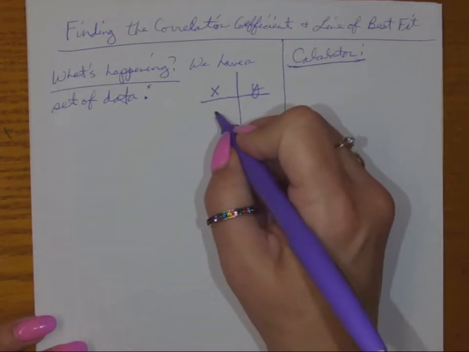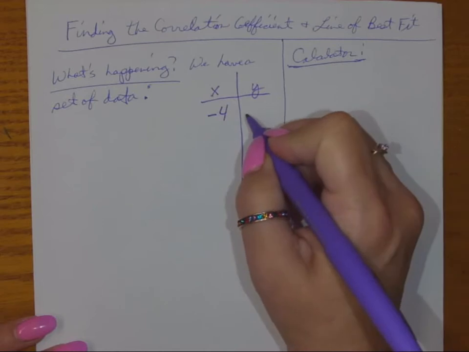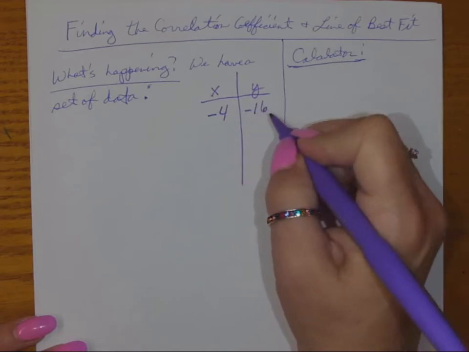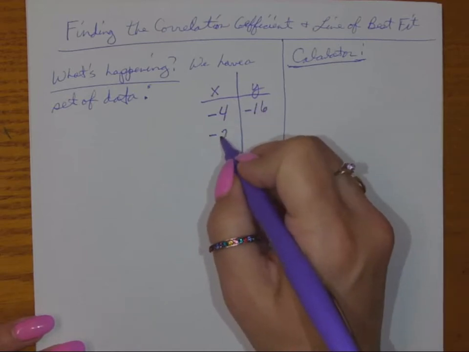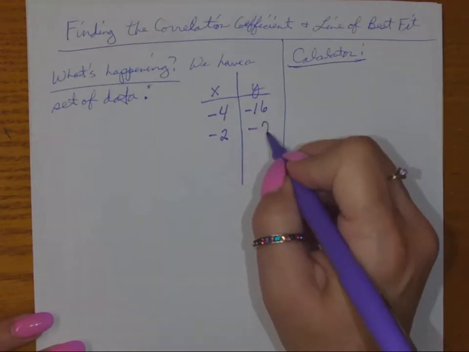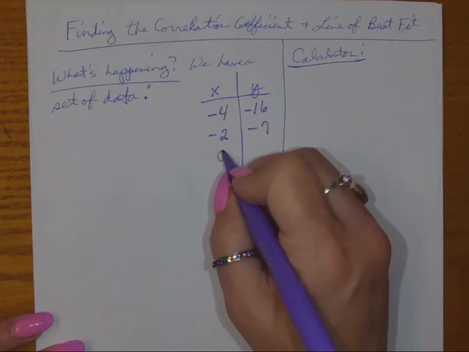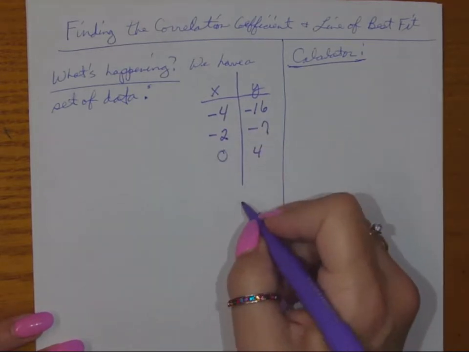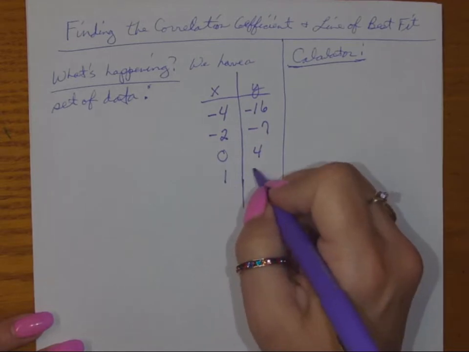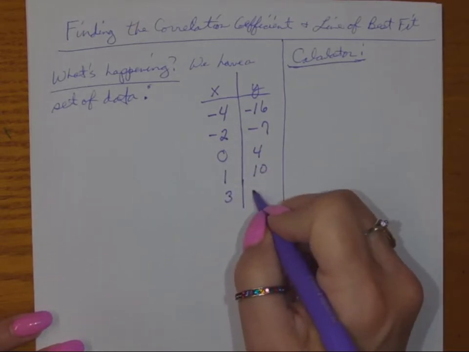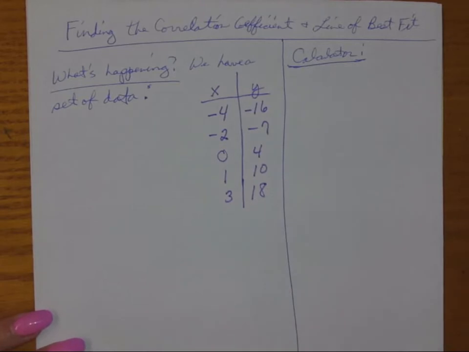So it's going to look a little bit like your algebra classes you may have taken before. So let's say if X is -4, we get an output of -16. If X is -2, we get an output of -7. If X is 0, we get an output of 4. If X is 1, we get an output of 10. And if X is 3, we get an output of 18. And for these kinds of questions, you would be given the data set. You would not have to find it or anything like that.